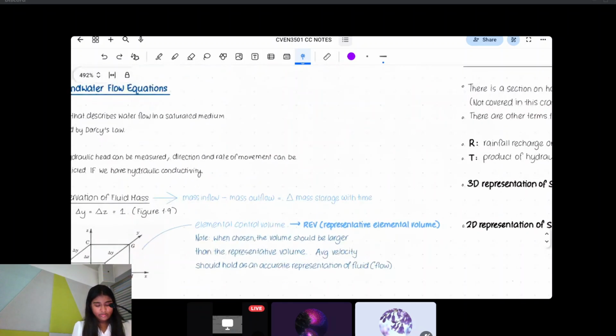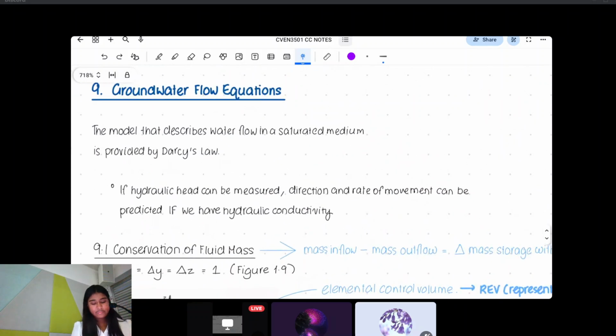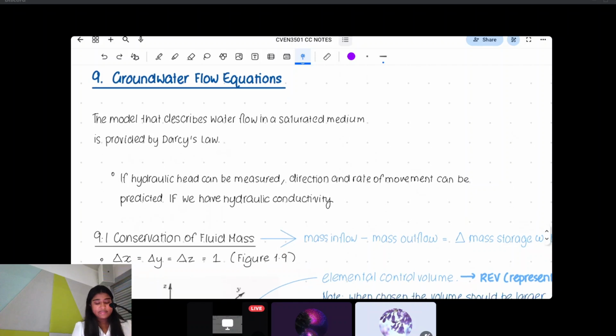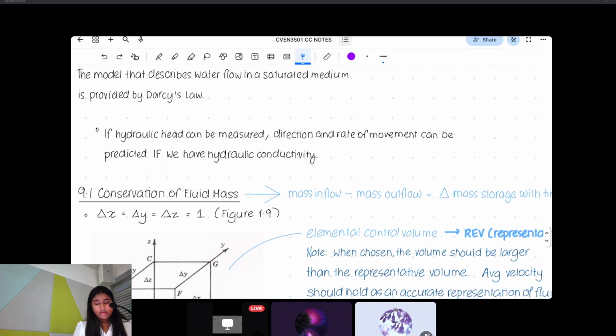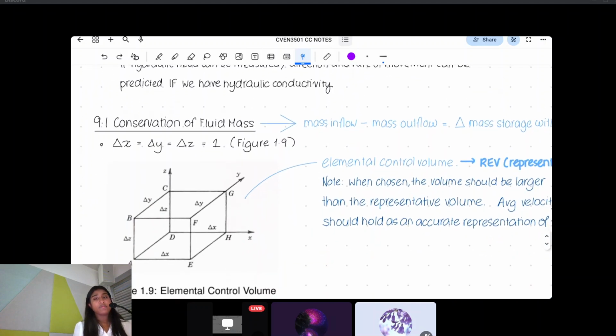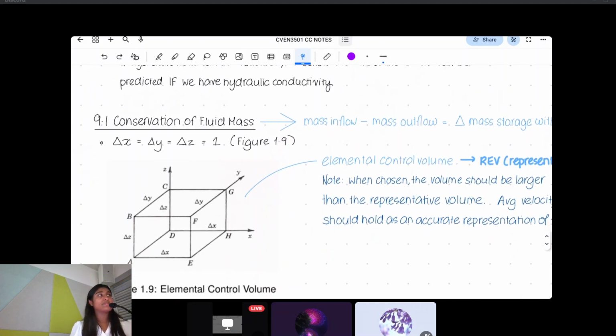So, where do we start? Groundwater flow equations. The model that describes water flow in a saturated medium is provided by Darcy's law, right? If hydraulic head can be measured, the direction and also the rate of movement can be predicted if we have hydraulic conductivity. Okay, that's important to know about Darcy's law. Now we need to figure out a model for groundwater flow, because it won't always be completely saturated, right?